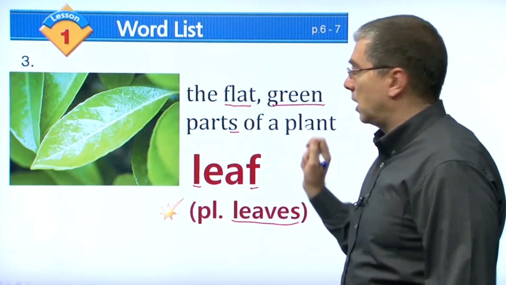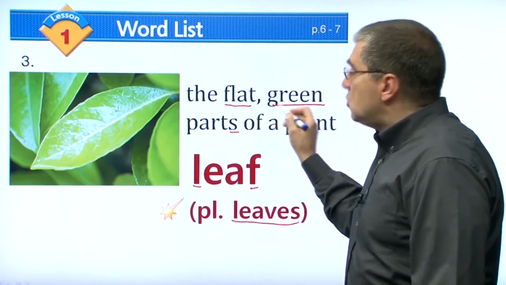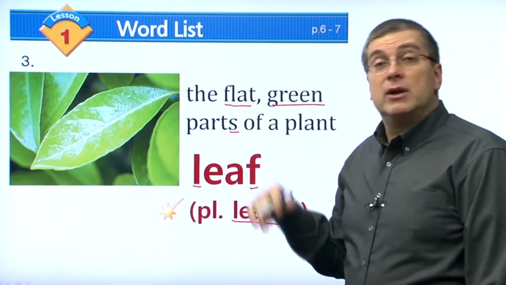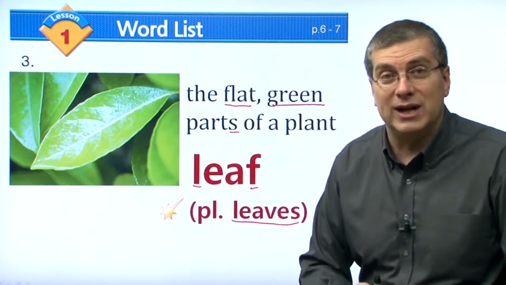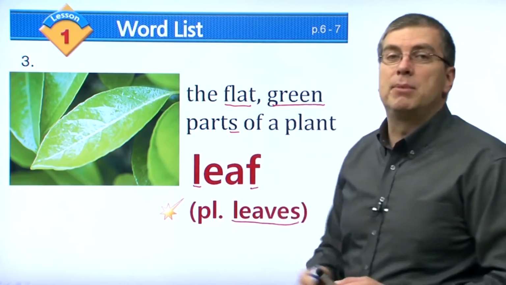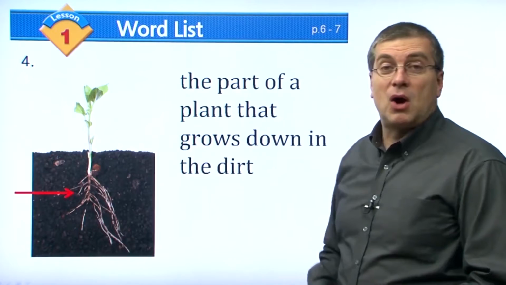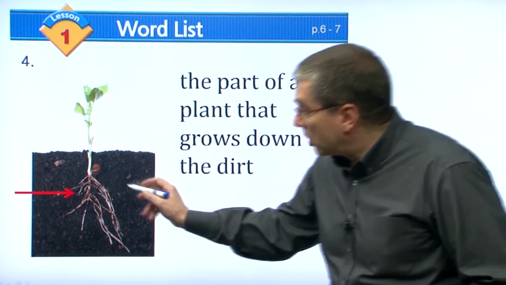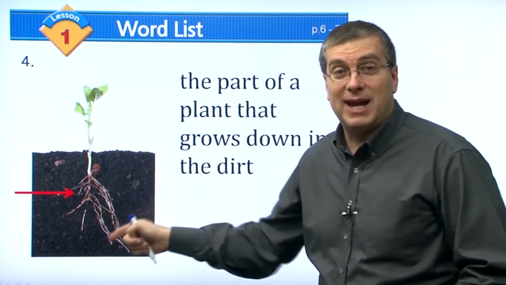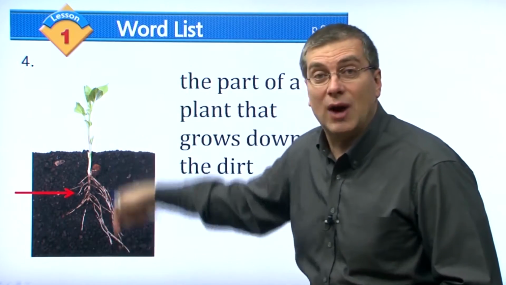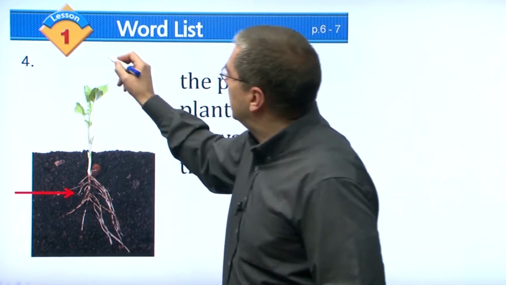The flat green part of a plant. Usually green. Sometimes they're yellow. Sometimes they're orange, right? Depends. But usually they're green. The green parts of a plant. Okay, now we're on the next part of the plant. And this part, we can't see it, right? We can't see that part of the plant because it's underground. Underground? Let me write that for you.